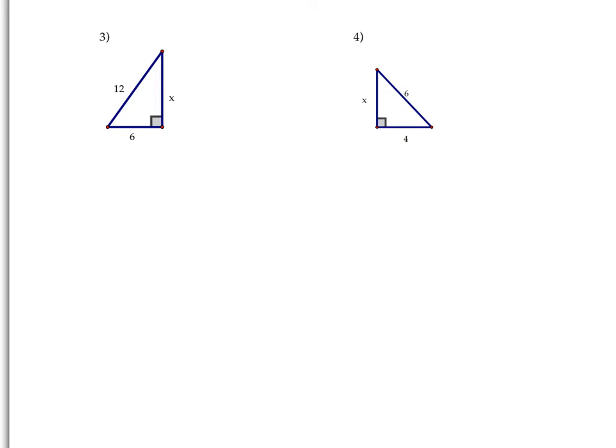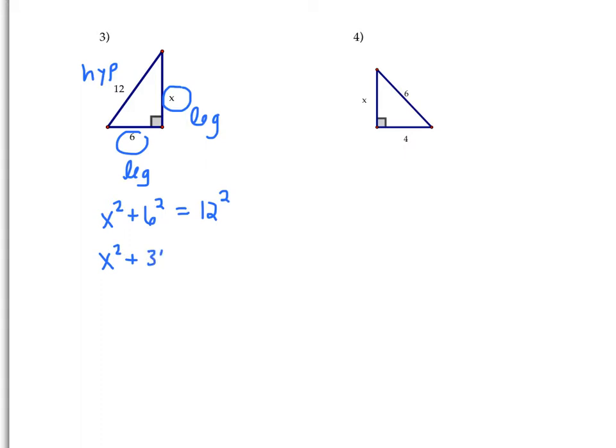Okay, in 3 and 4, we have to write our answers in simplest radical form. Okay, so remember that we want to be careful. Look at where the legs are, where the hypotenuse is, and think before we plug these numbers into the Pythagorean theorem. So we want to do the sum of the squares of the two legs, so do x squared plus 6 squared, and set it equal to the hypotenuse squared. So you have x squared plus 36 is equal to 144, because that's 12 squared. Take and subtract 36 from both sides. We get x squared is equal to 108.